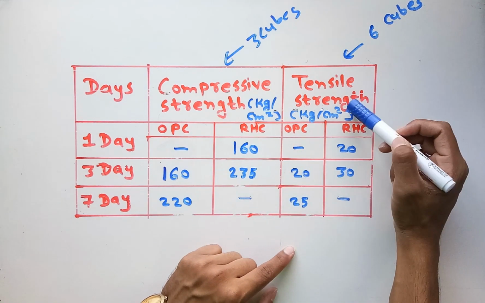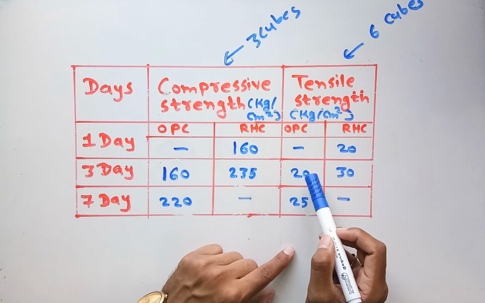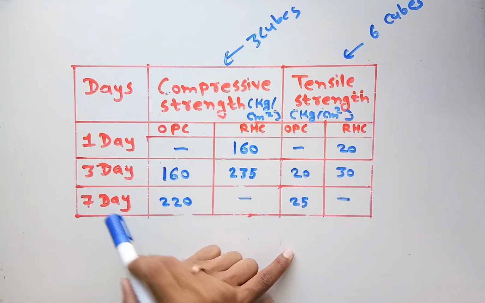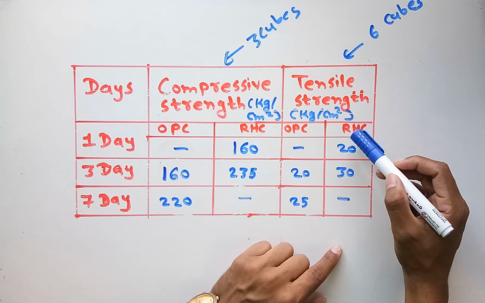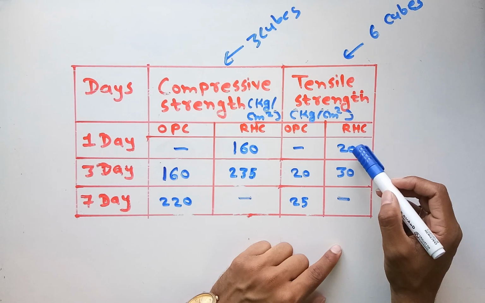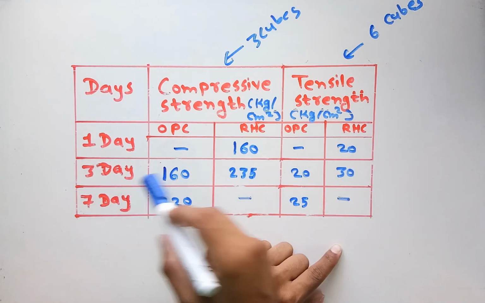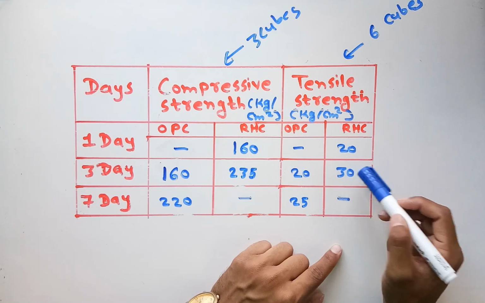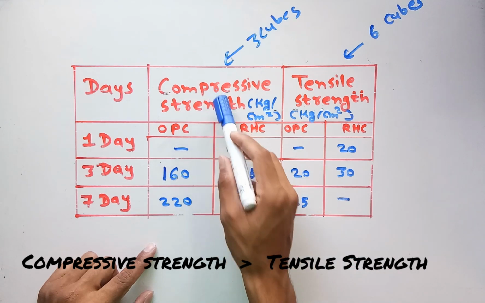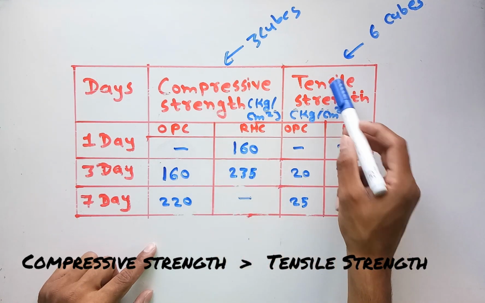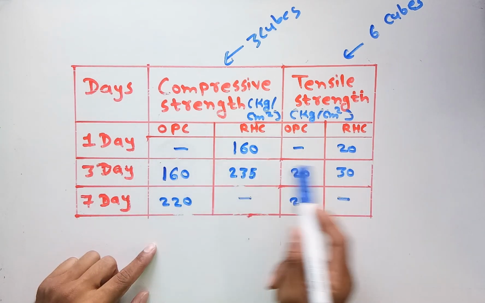Now we will see the tensile strength. If we use OPC cement, after 3 days we get a strength of 20 kg per centimeter square, and after 7 days 25 kg per centimeter square. If we use rapid hardening cement, after 24 hours it is around 20 kg per centimeter square, and after 3 days around 30. So it is easily observable that the compressive strength of cement is always greater than its tensile strength. This is all about compressive strength and tensile strength.